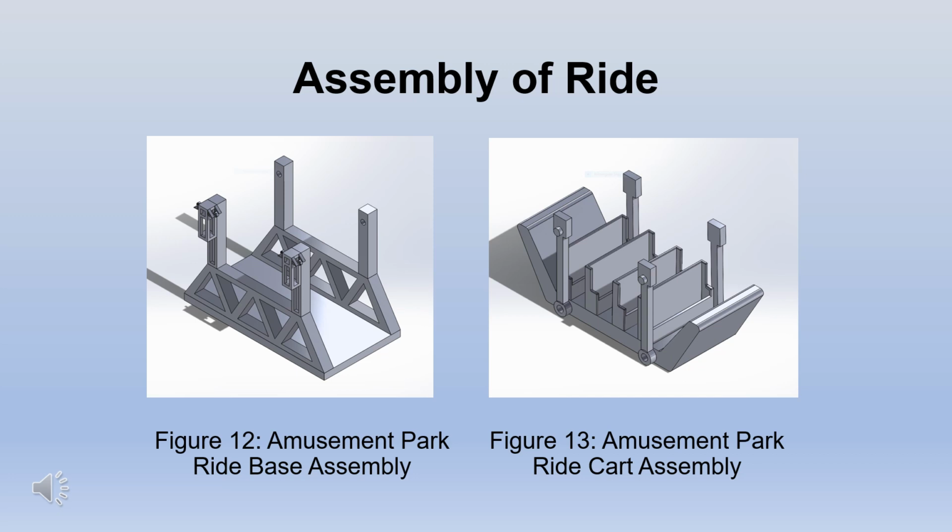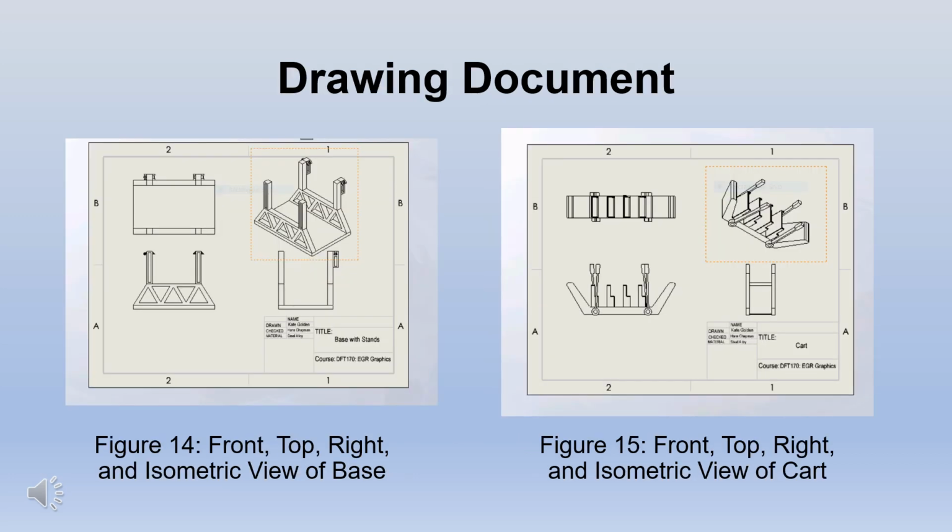The assembly of the ride is divided into two main components on this slide. Because of technical difficulties and time constraints, these two components remain separate. The drawing documents for each component are shown in Figures 14 and 15. The top, right, front, and isometric views give us a better perspective of the model through every principal view being visible simultaneously. This was most helpful in viewing the front supports.